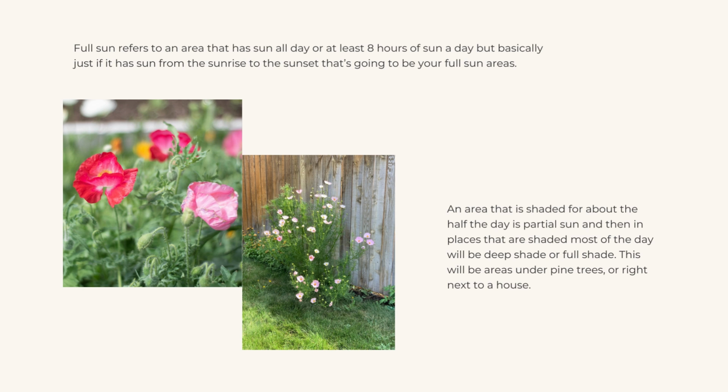Full sun refers to an area that has sun all day, or at least 8 hours of sun a day. But basically, just if it has sun from the sunrise to the sunset, that's going to be your full sun areas. An area that is shaded for about half the day is called partial sun. And then in places that are shaded most of the day, that will be full shade or deep shade. This will be areas under pine trees or right next to a house.